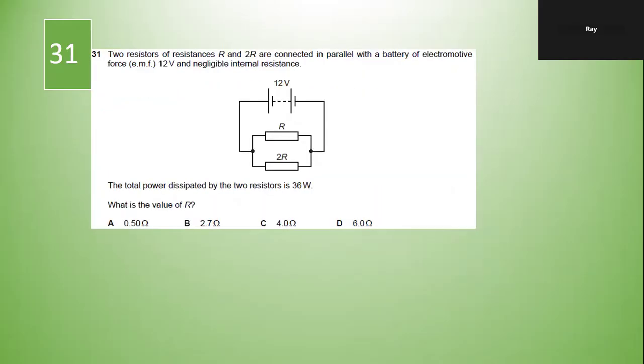Two resistors of resistance R and 2R are connected in parallel with a battery of EMF 12 volt and negligible internal resistance. Total power dissipated by the two resistors is 36 watt. What is R? Quite popular, this type of question. Find the resultant resistance also, and find the power dissipated in the resultant resistance. Then you can find your R.